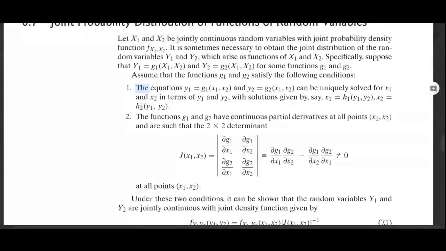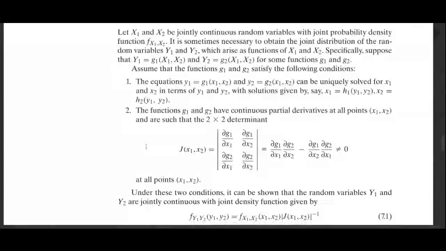x2 can be represented as a function of y1, y2. So the uniqueness we can find, we can go from one plane to another plane, right? It doesn't have to be a one-to-one relationship, but basically you have this kind of inverse. You can go from the x1, x2 plane to the y1, y2 plane, and from the y1, y2 plane to the x1, x2 plane.